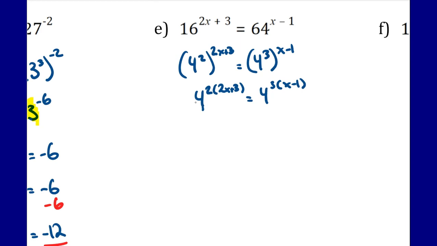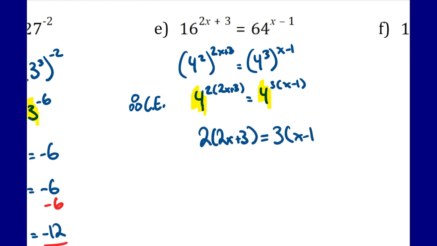We have common bases now. So therefore, we can compare exponents. So 2 times 2x plus 3 is equal to 3 times x minus 1. 4x plus 6 equals 3x minus 3.